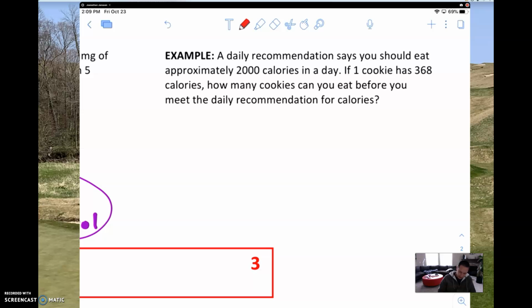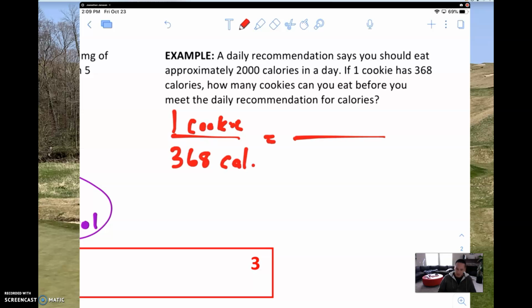So again, let's look at that ratio. We know that 1 cookie is going to be 368 calories. And now we don't know how many cookies. I'm going to put a question mark there. But I do know that we're allowed about 2,000 calories a day.